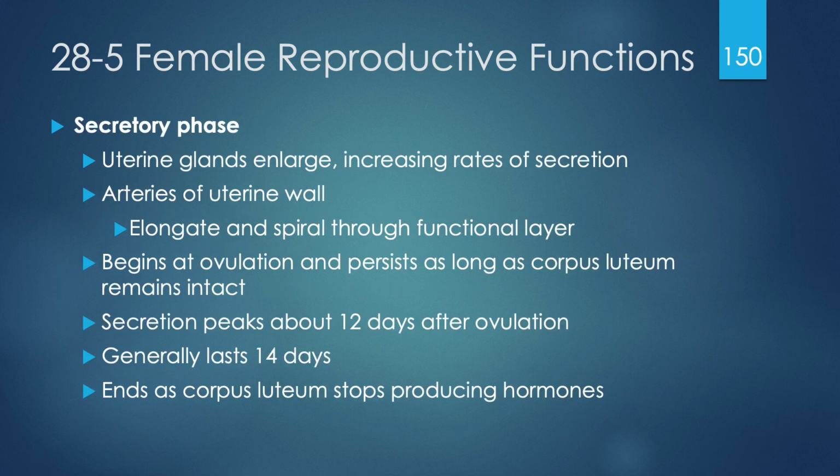During the secretory phase, the uterine glands will enlarge, and this increases the rate of secretion. The arteries of the uterine wall will also elongate, and they spiral through the functional layer. So this begins at the time of ovulation, and it extends out as long as that corpus luteum remains intact. So secretion is usually going to peak about 12 days after ovulation and will last for about 14 days, or up until the point where a pregnancy occurs. So this ends as the corpus luteum will stop producing hormones.